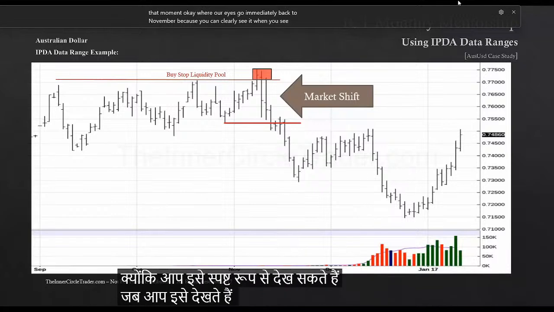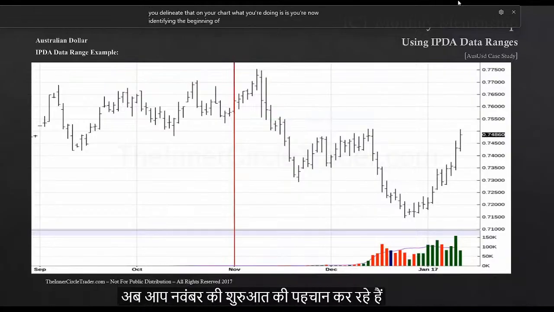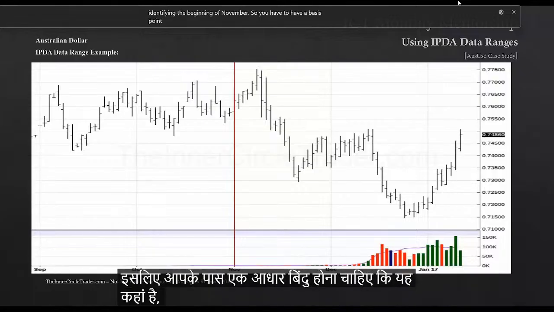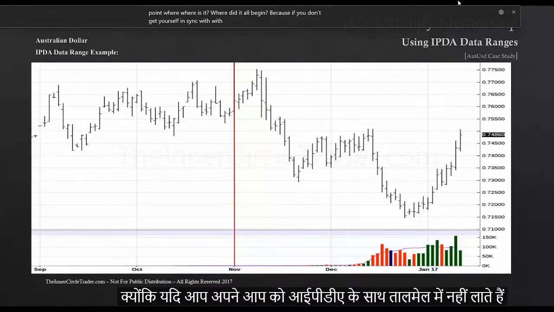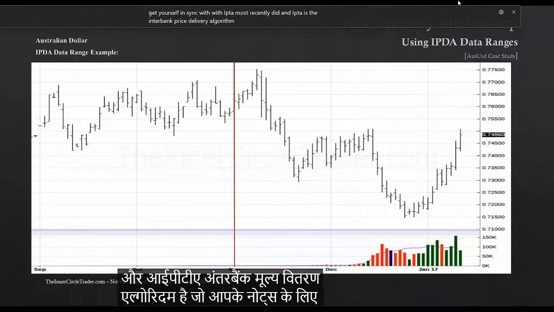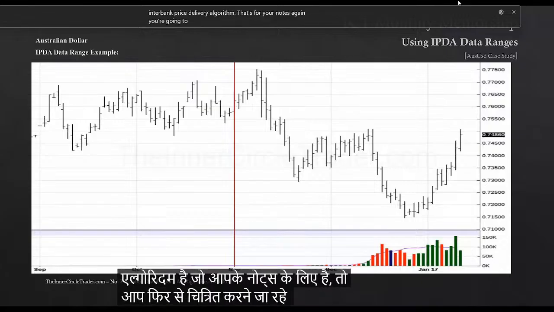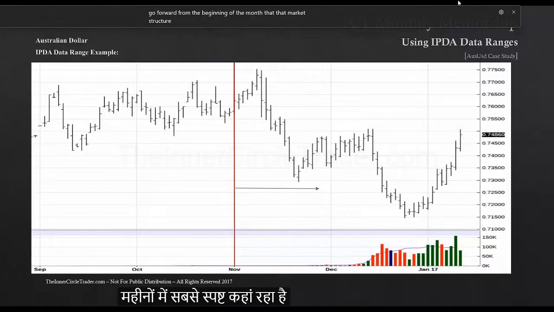When you see that and you delineate that on your chart, you're now identifying the beginning of November. So you have to have a basis point. Where did it all begin? Because if you don't get yourself in sync with what IPDA most recently did, and IPDA is the Interbank Price Delivery Algorithm, that's for your notes again, you're going to delineate where the most obvious one in the last 3 months has been. Then you're going to cast out 20 days, going forward from the beginning of the month that the market structure shift or quarterly shift takes place. You're going to count out 20 days.